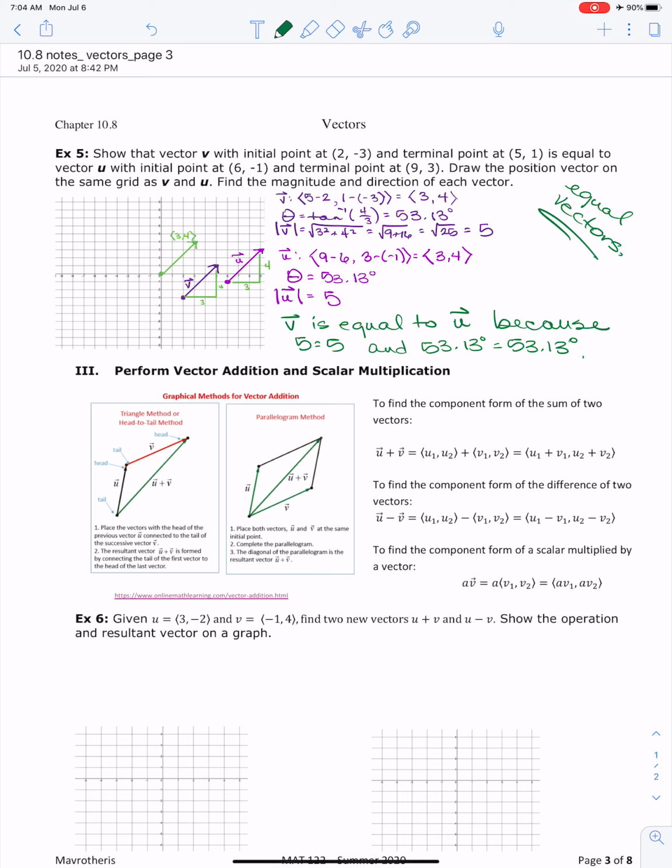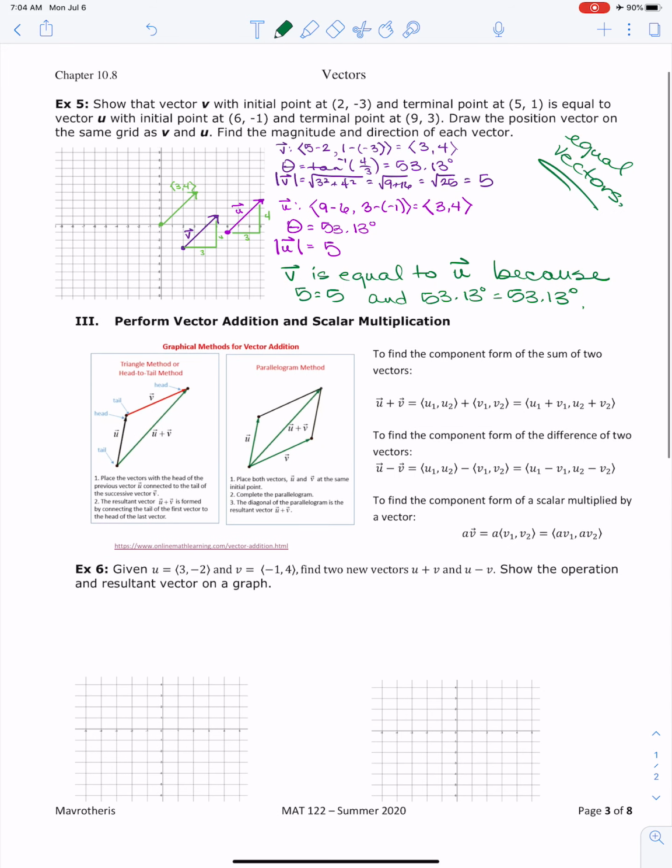Okay. We like writing these in component form. It makes certain operations super easy. So on to part 3, perform vector addition and scalar multiplication. So to find the component form of the sum of two vectors, and you guys, I found this graphic online. You've got the link there if you'd like to go and see a little more about vector addition, subtraction, scalar multiplication. It just had nice diagrams about what's going on here.